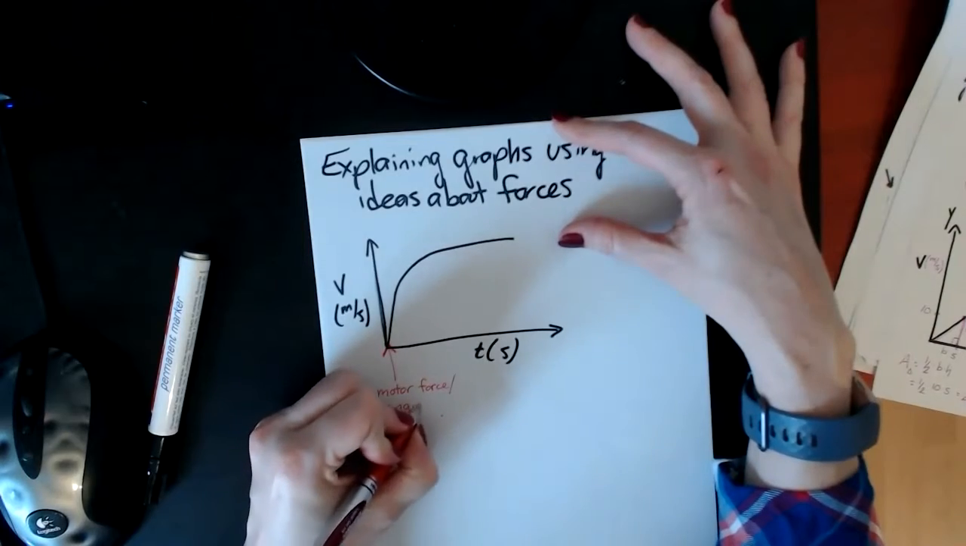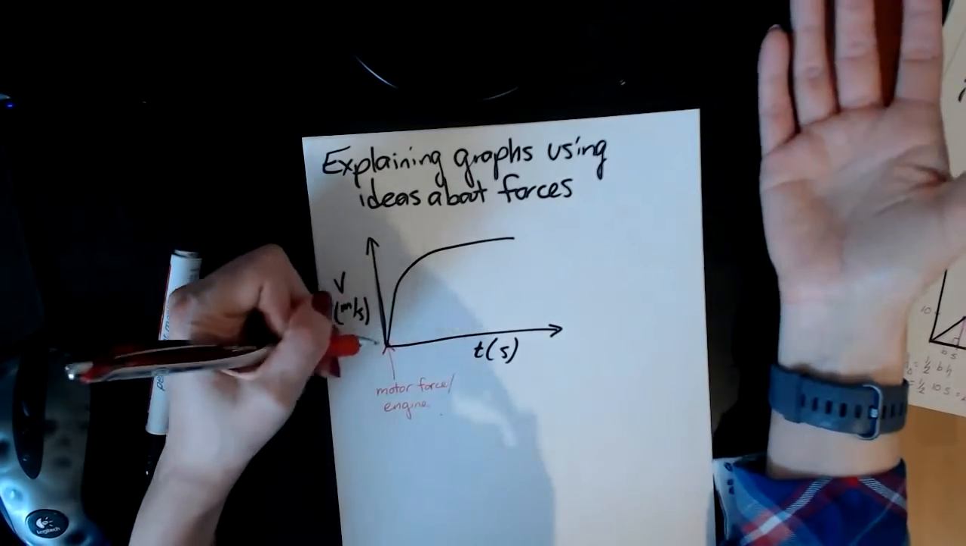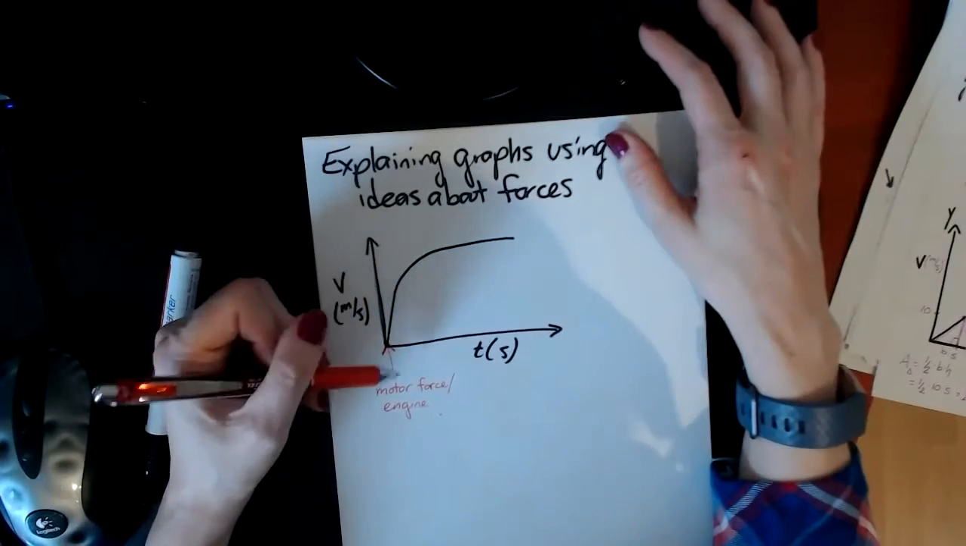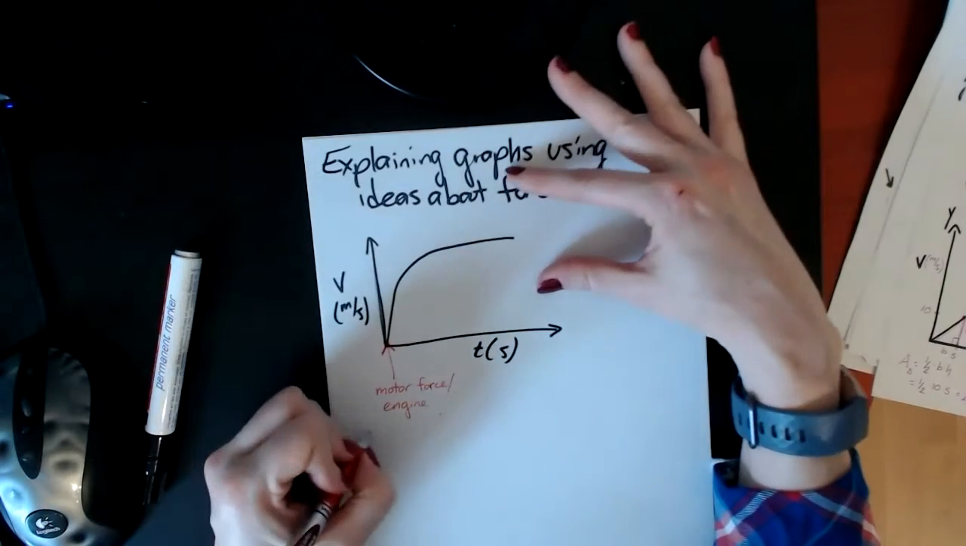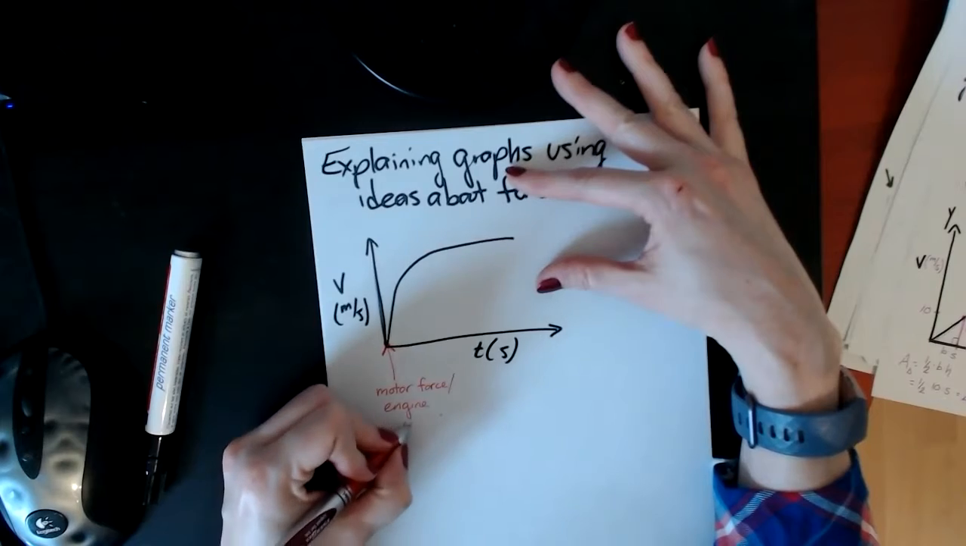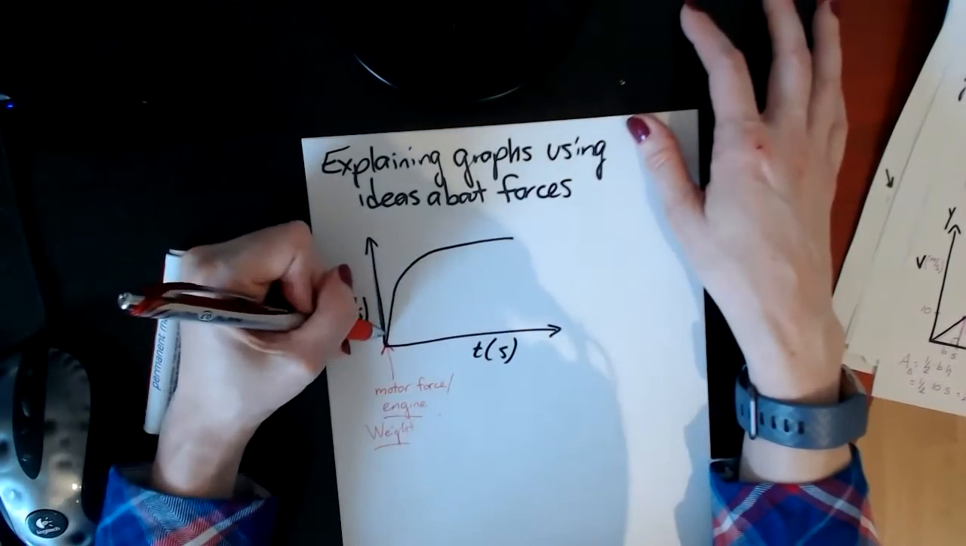And so this is the motor force or engine force if you're talking about something that has a motor, a car, a train, an airplane. If it's not, if you're looking at something that's terminal velocity, then this would be its weight. This is the unbalanced force, the main force that is acting, okay? But then the speed starts to increase.